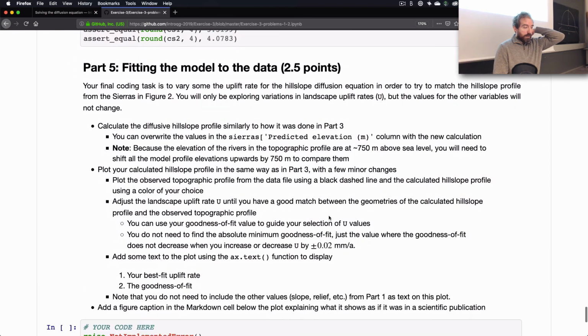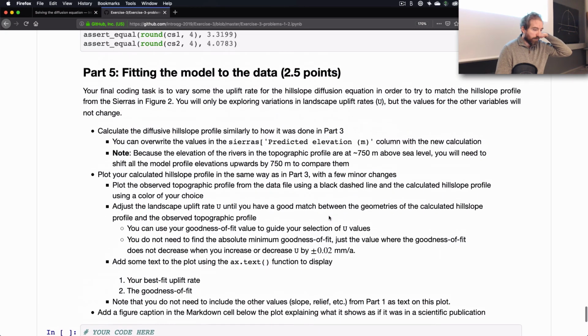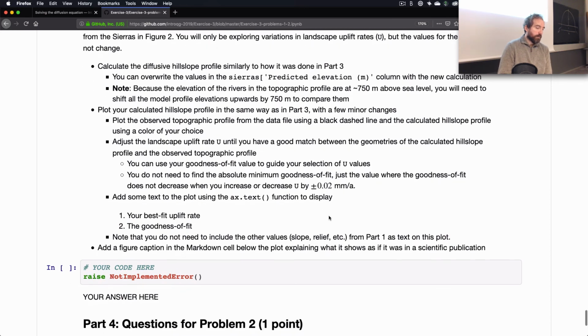So the last step here, and I maybe need to fix one thing. I don't know if the point total's right on this part 5, but the last step is basically to try to fit our model to our observed landscape. We have all the quantitative tools we need to do that. We've loaded in our data file. We have a model for how to predict what a hill slope profile should look like. And we have this chi-squared equation to allow us to compare our model to our natural landscape.